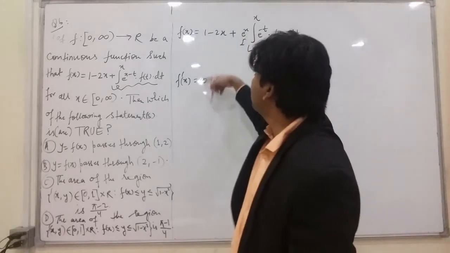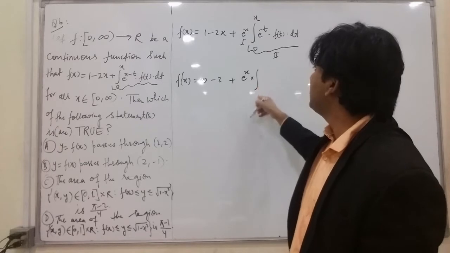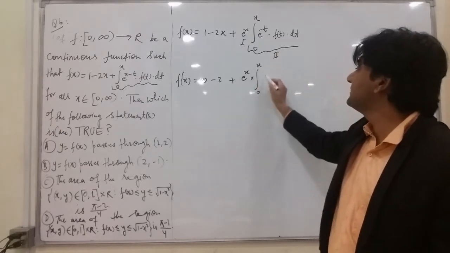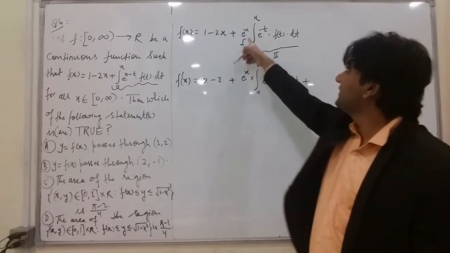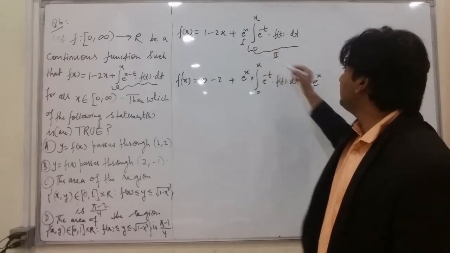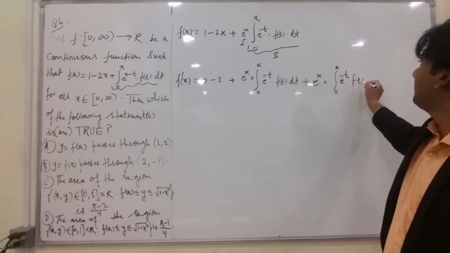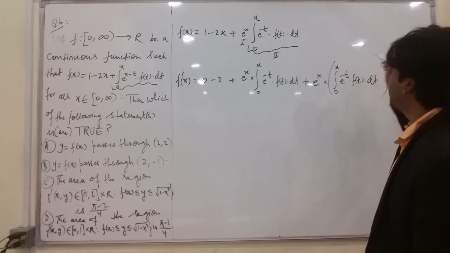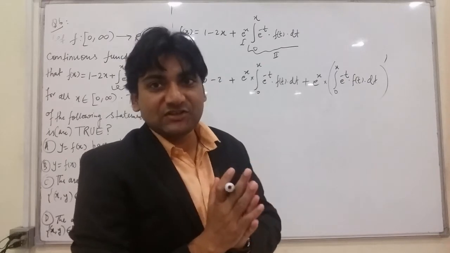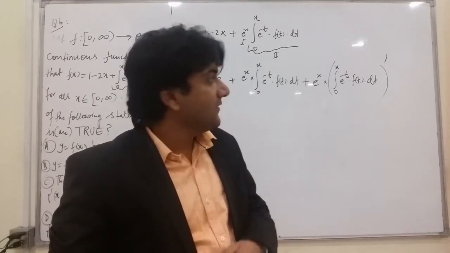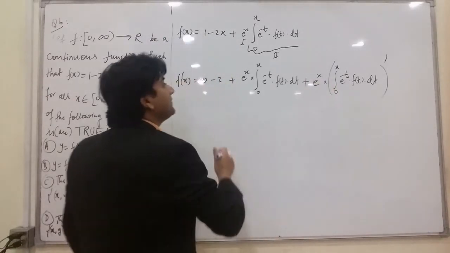By the way, the derivative of 1 minus 2x is minus 2, plus the derivative of e raised to x, which is e raised to x, and then I keep the second one as it is, that is integral from 0 to x of e raised to minus t f of t dt. Then plus e raised to x as it is, and I have to take the derivative of the integral from 0 to x of e raised to minus t f of t dt. Again we apply a very important concept of differentiation, called Newton-Leibniz rule, to find the derivative of that integral.